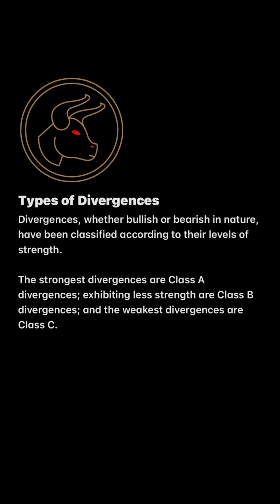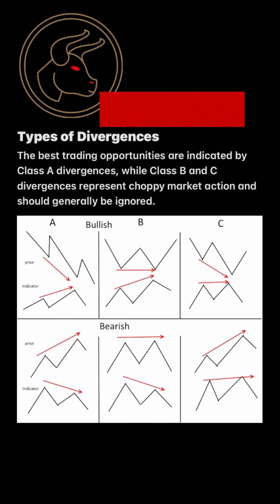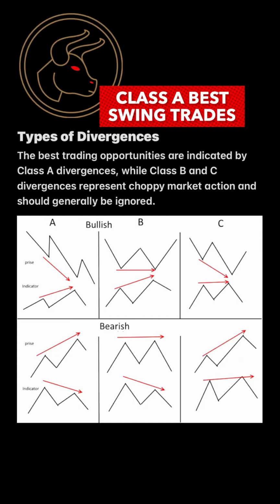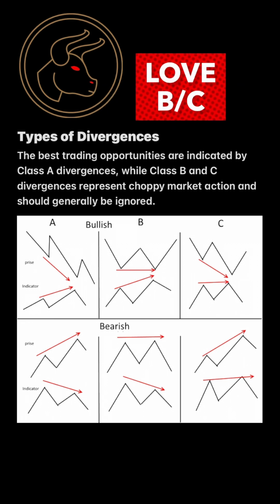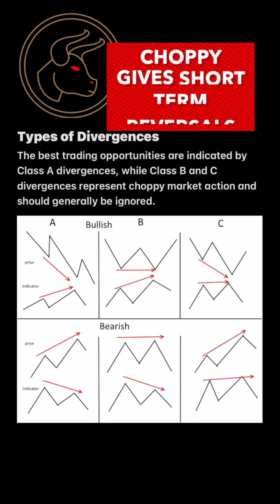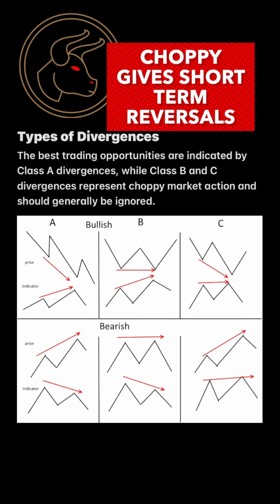Now, when we're talking about the types of divergence, they can either be bullish or bearish in nature and have been classified according to their levels of strength. We talked about this earlier. Now we're going to dive into it. Strongest divergences are Class A, exhibiting less strength are Class B, and the weakest are Class C. The best trading opportunities are indicated by Class A divergence, while B and C represent choppy markets and should generally be ignored, but day traders or scalp traders enjoy trading B and C because the choppy markets are what give the volatility such a great push in a shorter time frame.